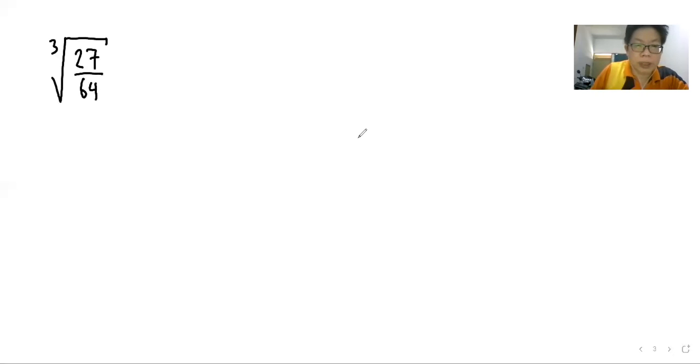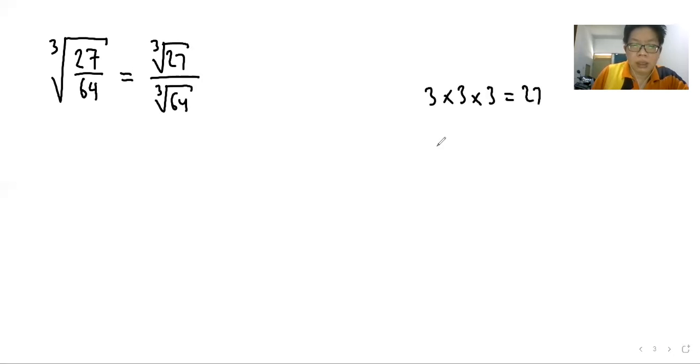Let's try another one. Find the cube root of this fraction, 27 over 64. We can solve this separately. It is the same as the cube root of 27 divided by the cube root of 64. Because 3 times 3 times 3 is equal to 27, and 4 times 4 times 4 is equal to 64, the cube root of 27 is 3 and the cube root of 64 is 4. So the result is 3/4.